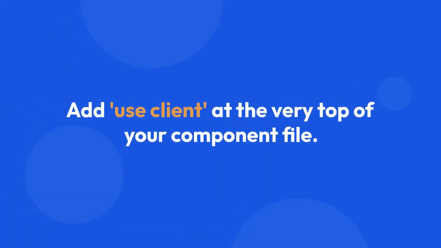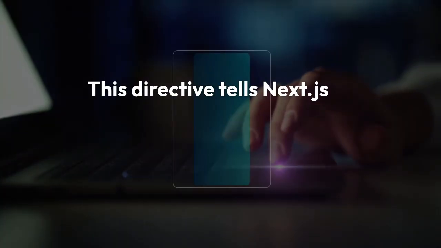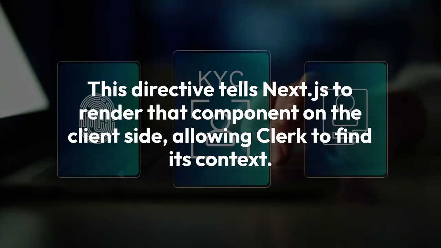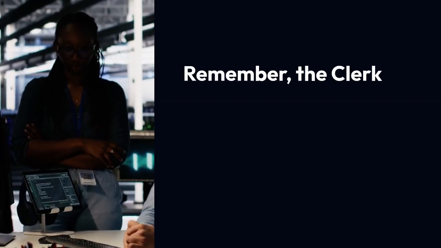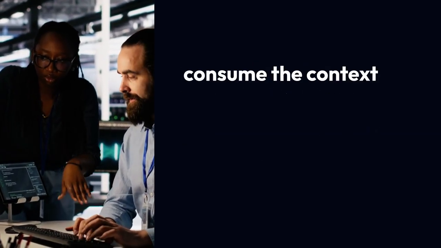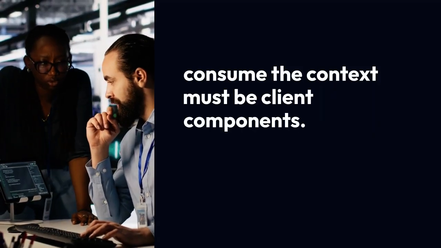The solution here is simple. Add use client at the very top of your component file. This directive tells Next.js to render that component on the client side, allowing Clerk to find its context. Remember, the ClerkProvider itself can be rendered on the server, but components that consume the context must be client components.